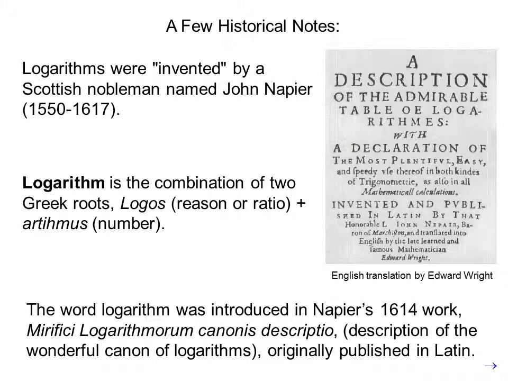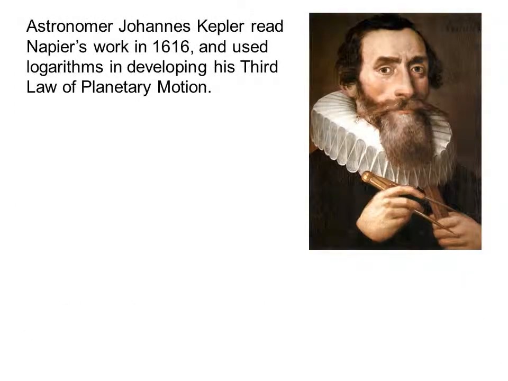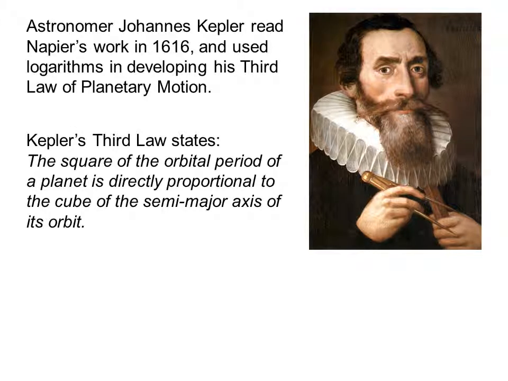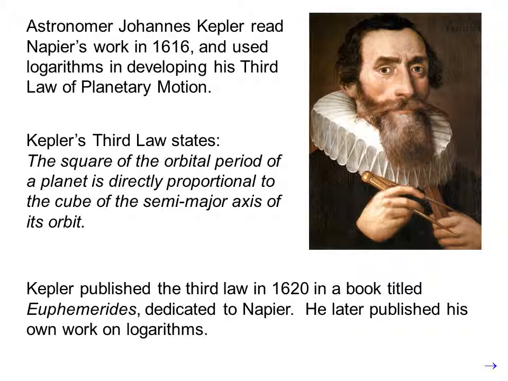Here's the first English translation by Edward Wright. Astronomer Johannes Kepler read Napier's work in 1616 and used logarithms in developing his third law of planetary motion. Kepler's third law states the square of the orbital period of a planet is directly proportional to the cube of the semi-major axis of its orbit. Kepler published the third law in 1620 in a book titled Ephemerides, dedicated to Napier. He later published his own work on logarithms.